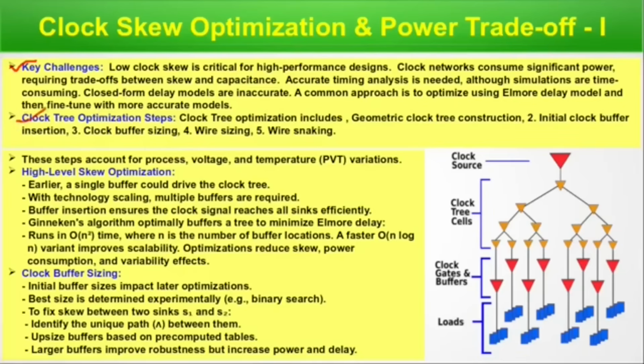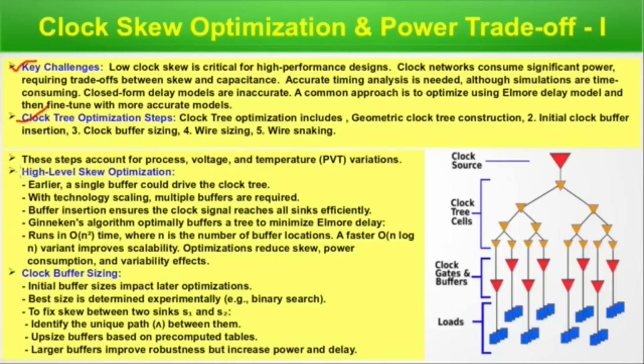Now, clock tree optimization steps. There are multiple steps in that. First is geometric clock tree construction, then initial clock buffer insertion, clock buffer sizing, wire sizing, and wire snaking. These steps account for process, voltage, and temperature variations.